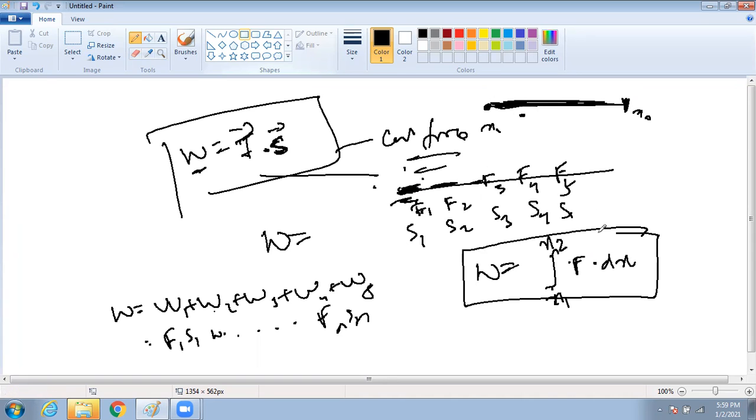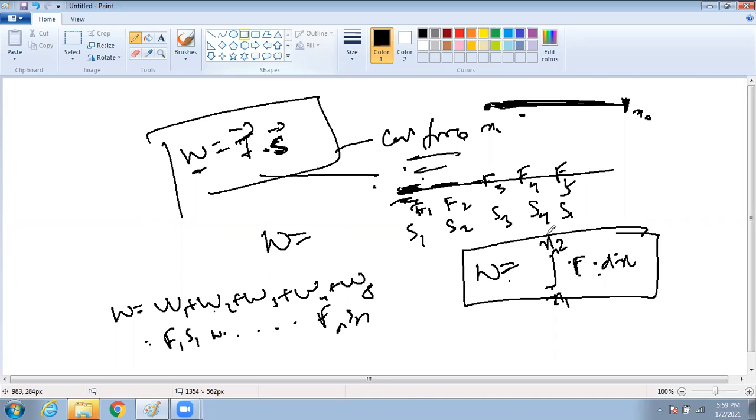So either the force might be varying or the displacement might be varying. If both are varying, then also we get a variable work. And if one is varying, then also we get a variable work. Clear? Are we clear? Yes, sir.